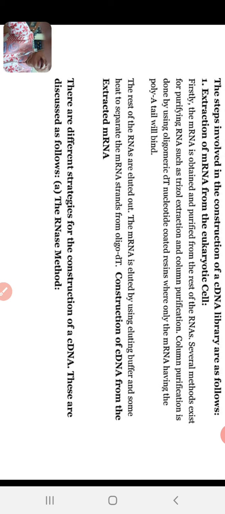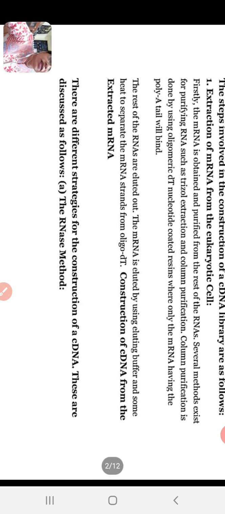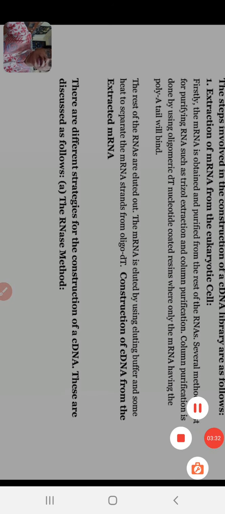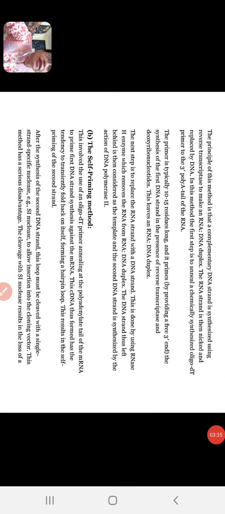Construction of cDNA from the extracted mRNA. There are three different strategies for the construction of cDNA. These are discussed as follows. First is the RNase H method. The principle of this method is that a complementary DNA strand is synthesized using reverse transcriptase to make an RNA-DNA duplex. The RNA strand is then nicked and replaced by DNA.